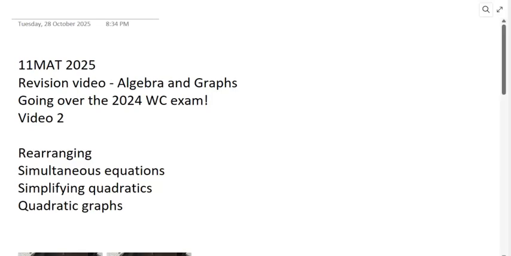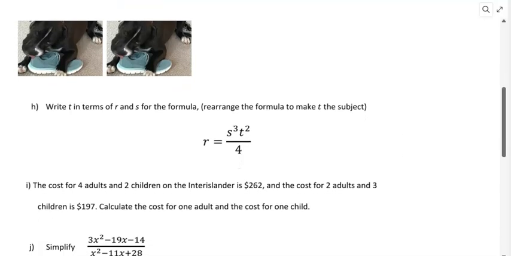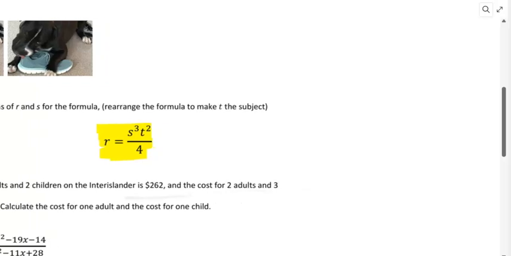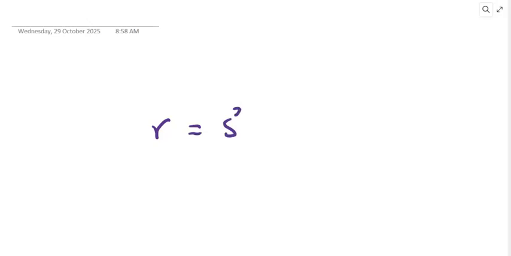All right, so the first question that we're going to look at is a rearranging one. We have to write T in terms of R and S for this formula here. So we've got R as the subject at the moment, and we have to rearrange to make T the subject. So let's just have a look. I'll find a new page. Okay, so we're starting off with R is equal to S cubed T squared divided by 4.